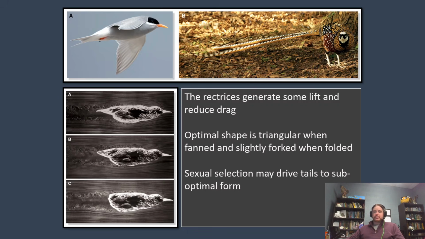So everything we've talked about so far is the wing as a whole, or a little bit about the remiges, but we haven't talked about the tail. We haven't talked about the rectrices, and they are important as well.